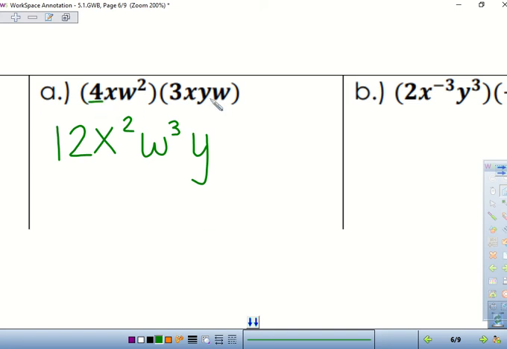So yeah, I got the 12, right? The x, everything has an implied power of 1 if there's not a power on it. So since we're multiplying like bases, you're going to add the exponents. So x times x is just going to be 1 plus 1, so x to the second. W has a 2 on it, and this w has a 1, so it adds up to 3. And then since there's no other y, the y just comes along because there's only 1.